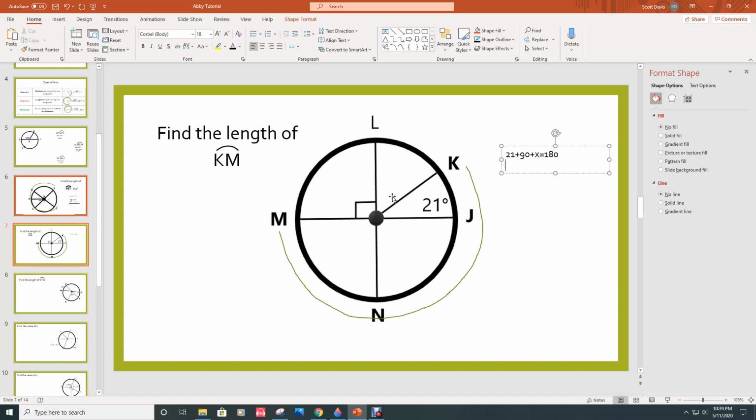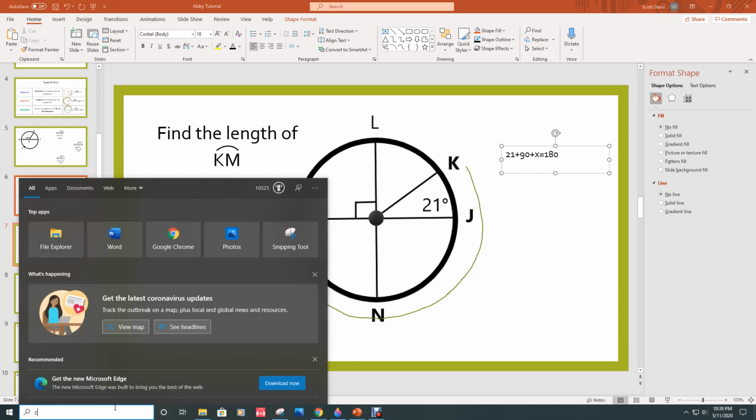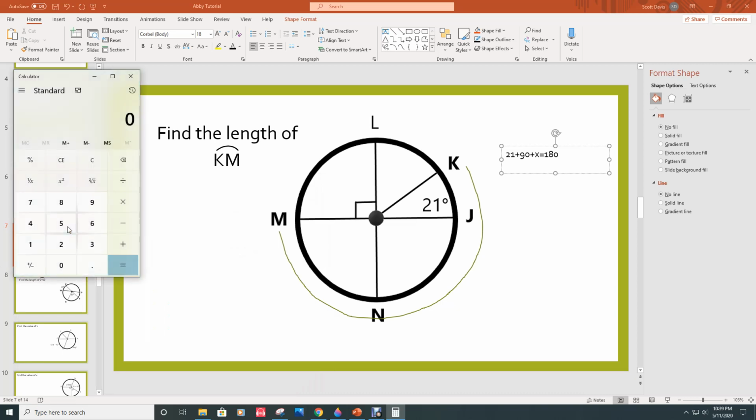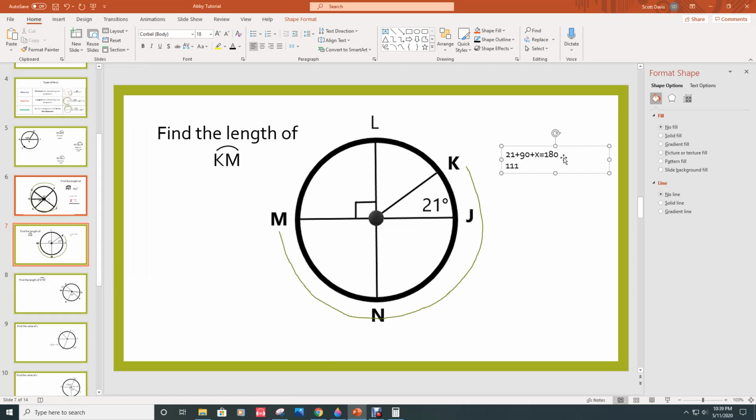So 21 plus 90. I'm using a calculator because I really don't want to mess up. 111. All right, so we've got 111. Let's get an extra space here so we don't confuse ourselves. These two equal 111 plus x, carry down that x, equals 180. Now we're going to solve just like a regular algebra equation. We are going to take away 111 from this side, and then take away 111 from the other side of the equal sign.